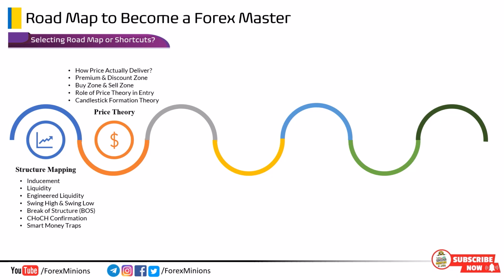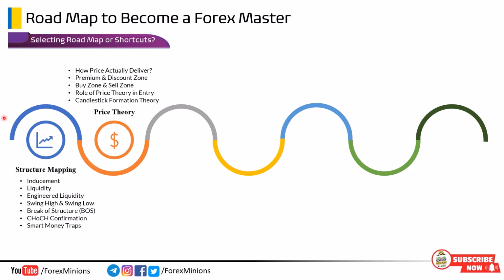In price theory, we will study these concepts. A complete price delivery cycle, which is our topic of discussion today. Next we will study the premium and discount zones and how to find them. Basically, in our routine life, when we want to buy something online or in any store, we always wait for a discounted price to get some extra benefit. We will apply the same concept in the Forex market. Secondly, we will study the premium zone. It means whenever we want to sell something, we always wait for higher prices.